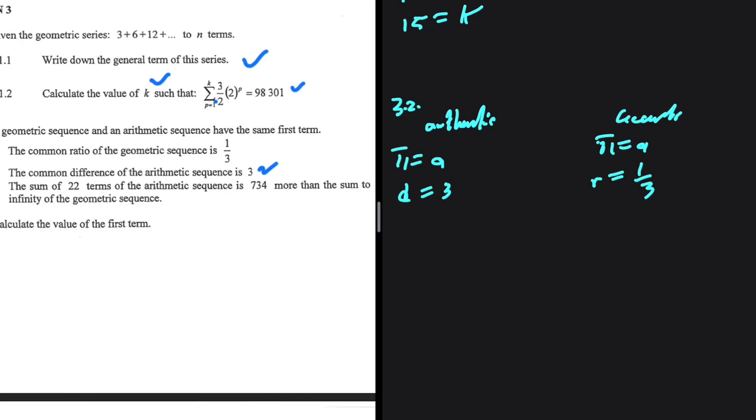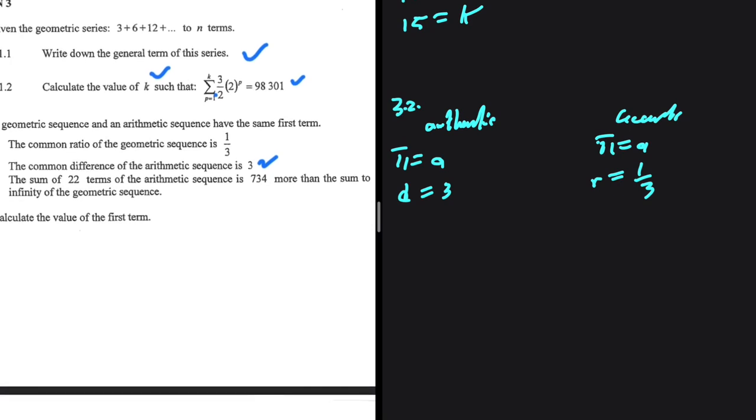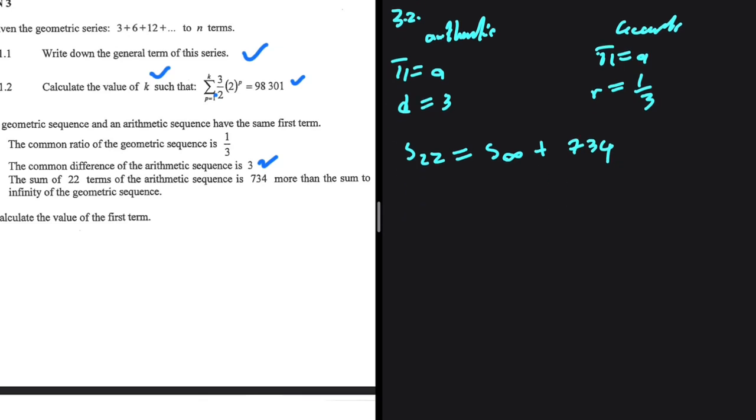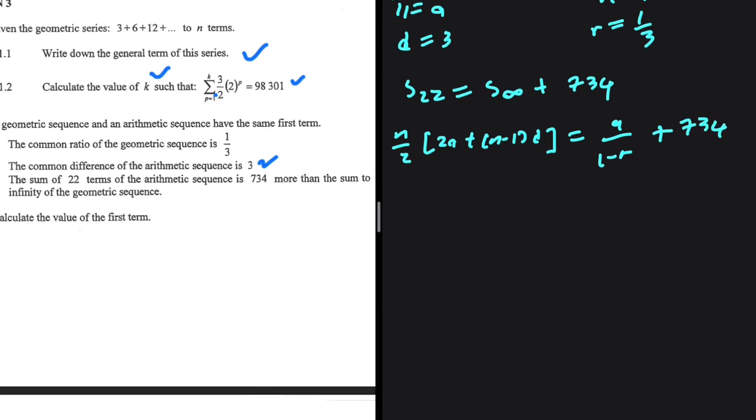The sum of 22 terms of the arithmetic sequence is 734 more than the sum to infinity of the geometric sequence. Okay, let's make sense of that mathematically. So S22 should be equal to S infinity plus 734. That is how I'm interpreting the question. But what is the sum of an arithmetic series? We have n divided by 2 multiplied by 2a plus n minus 1 multiplied by d. And then the sum to infinity is a divided by 1 minus r, plus 734. Okay, let's go ahead and substitute.